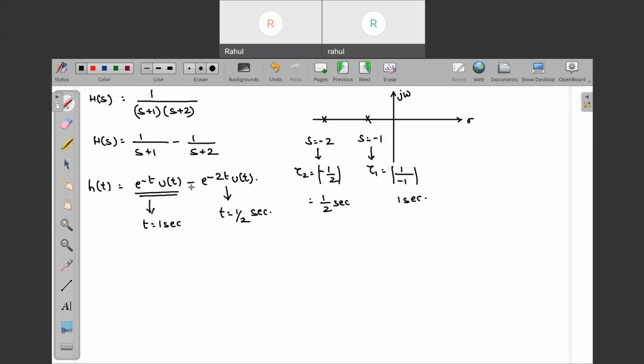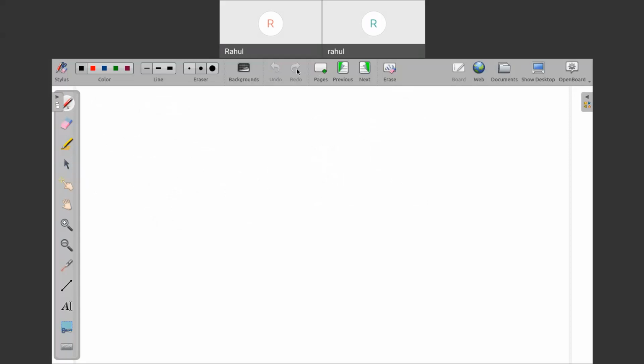Okay, so now let me ask you, what is the time constant for this system? What will be the time constant for this system? Over here you can see the poles will be what?